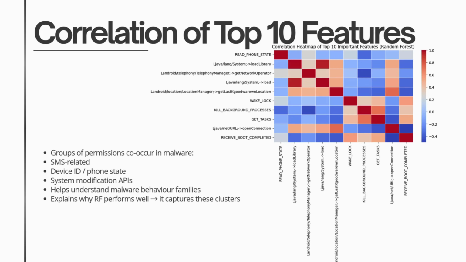The correlation heat map. The correlation heat map shows how the top 10 important features relate to each other. We see clusters of permissions that often co-occur in malware, such as SMS permissions and phone state permissions. This reinforces the idea that malware tends to request a coordinated set of sensitive capabilities.